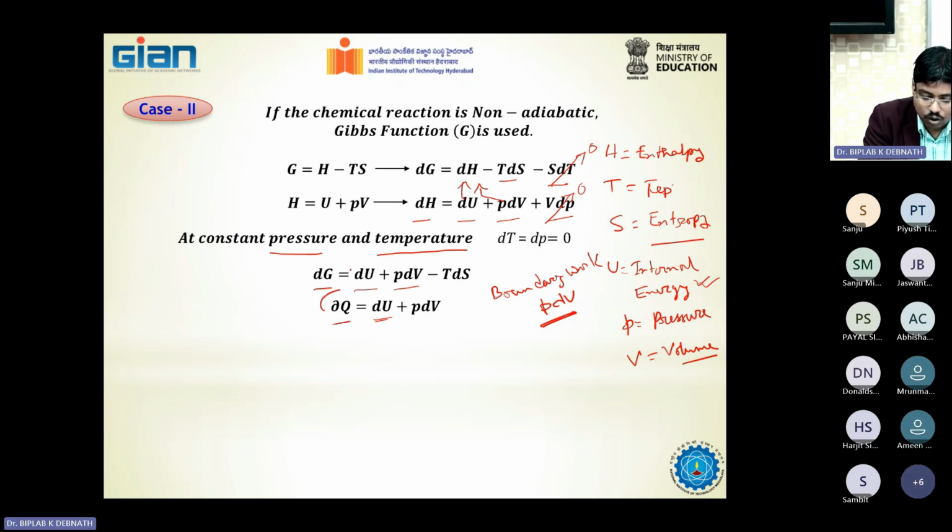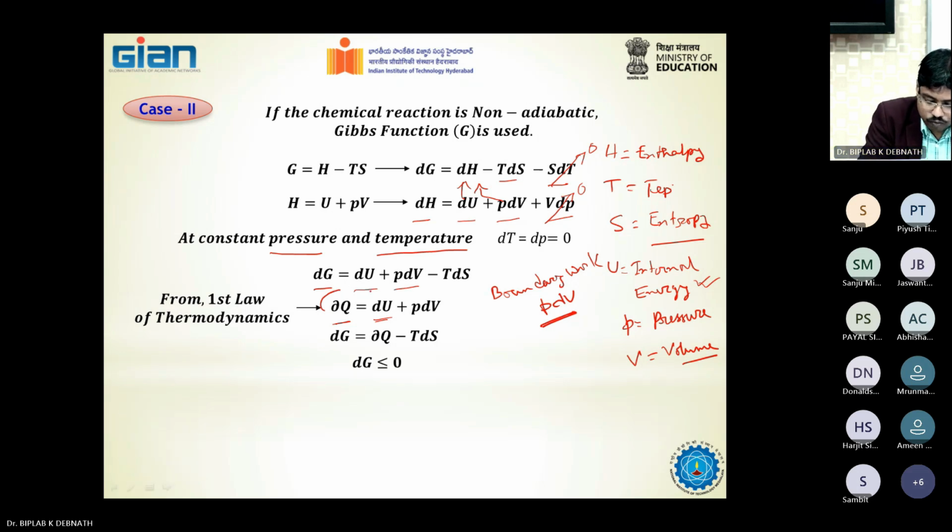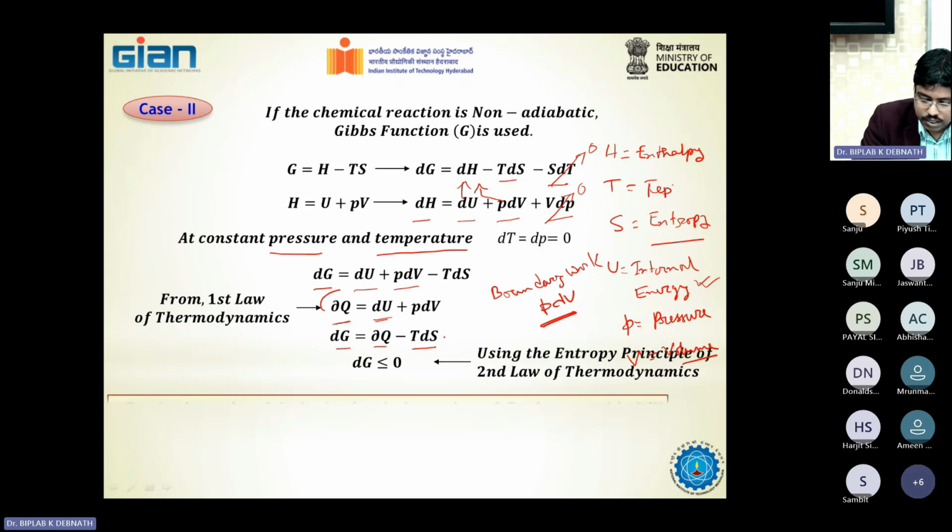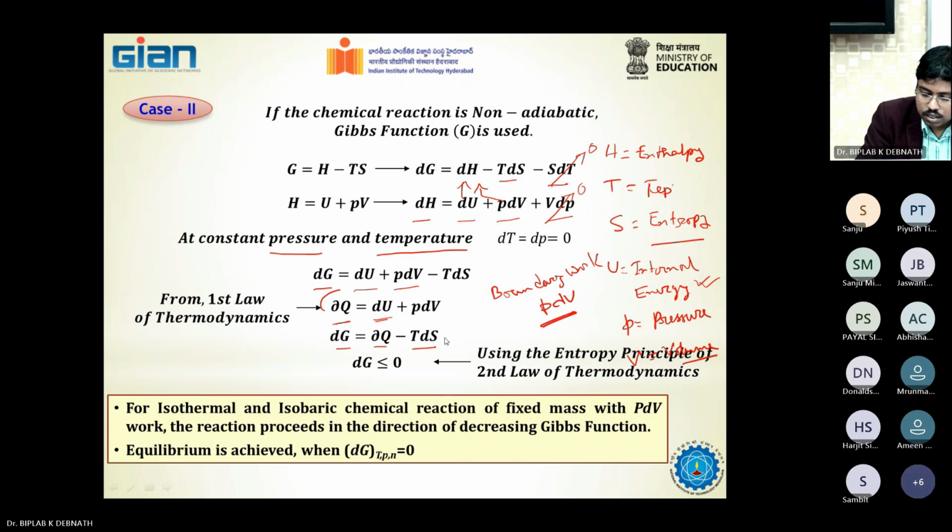So first law of thermodynamics tells you that from dG we can write dU plus PdV, we can replace over there. So by putting this, we write dG is equal to δQ minus TdS. Now δQ minus TdS, as per the entropy principle of the second law of thermodynamics, we know that δQ minus TdS is greater than or equal to 0.